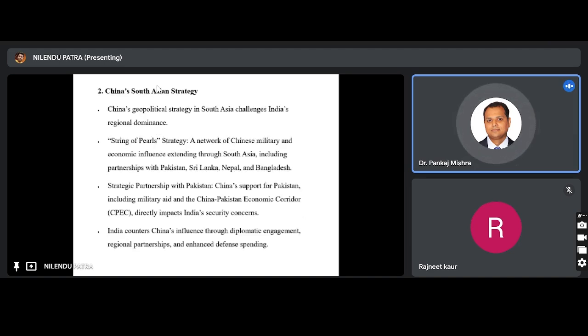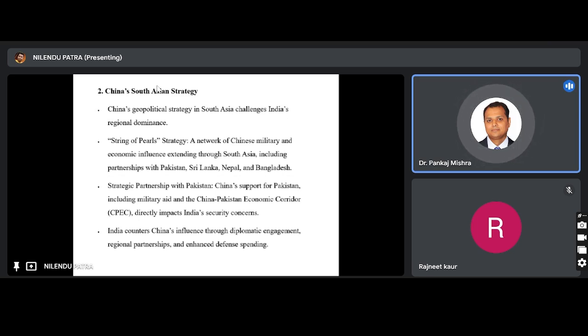Now the China South Asian strategy. What China thinks about South Asia, and under South Asia, how it feels about India. So as a relation with India and other South Asian countries, China wants to dominate the whole of South Asia, while it is taking India as its challenge. China wants to make a dominance over the South Asian countries, and it always thinks that for geopolitical reasons India is always a competitor to it.